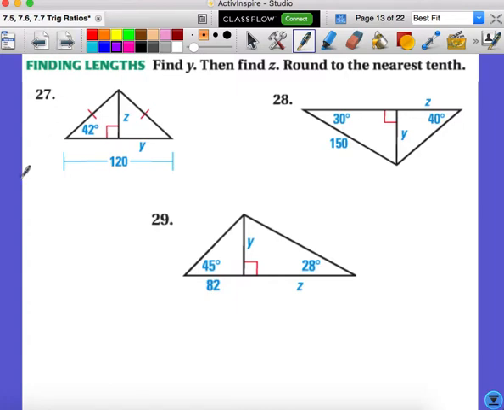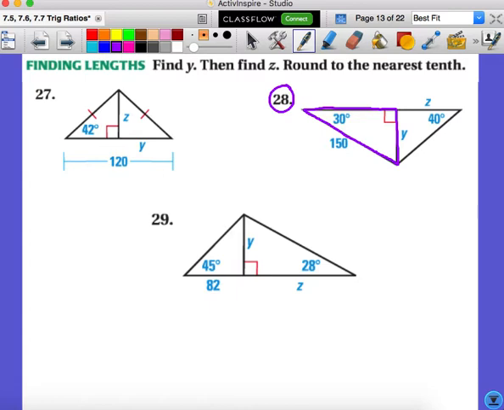Now, within these pictures, there are lots of right triangles, and we've got missing information all around. So if you notice, let's focus on 28 together. We're kind of going to jump around a little bit here just for sake of time with the video. We've got one right triangle on the left and one right triangle on the right. But the one on the right has two unknowns. So I'm going to find y first, and then I'm going to find z using y.